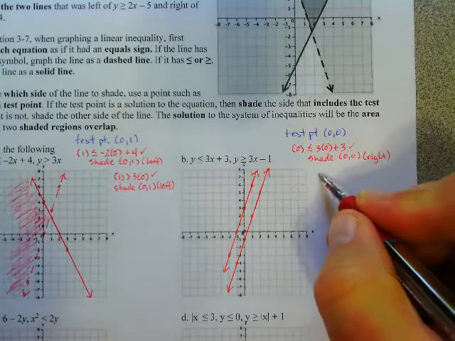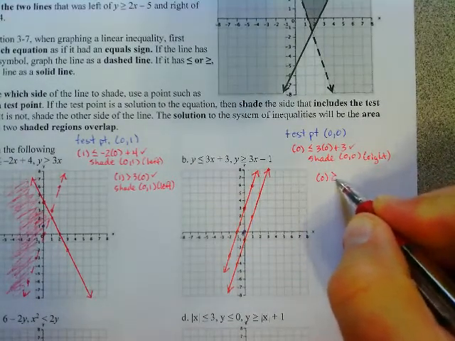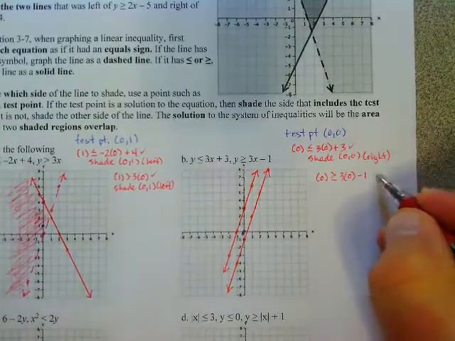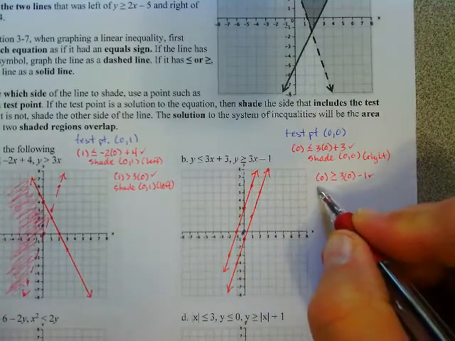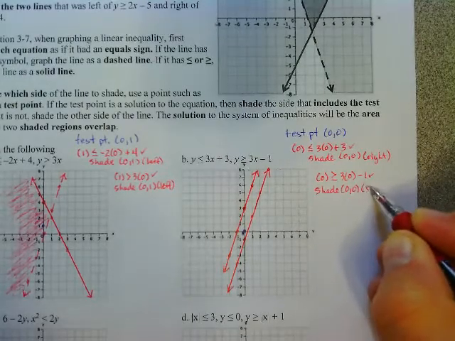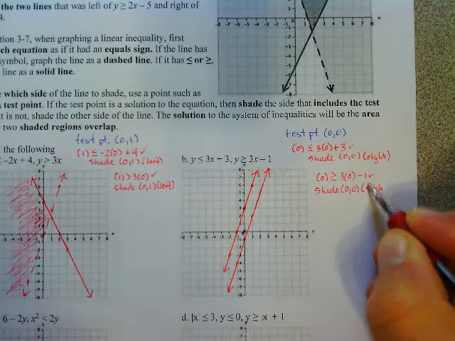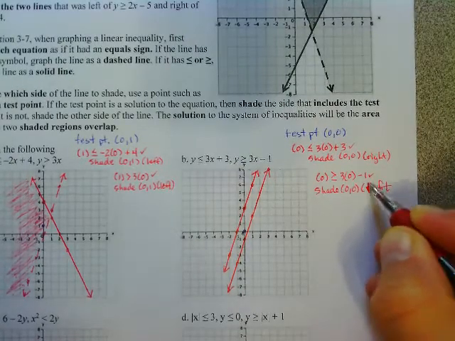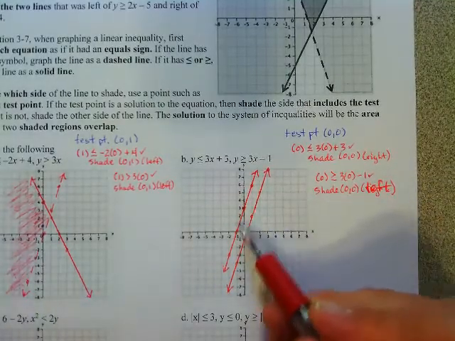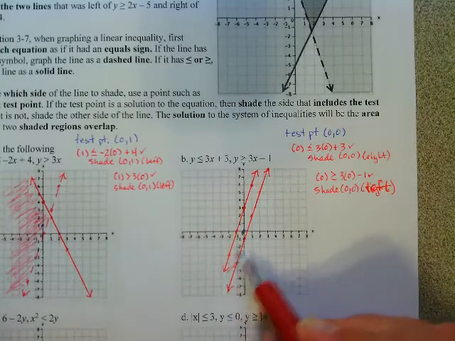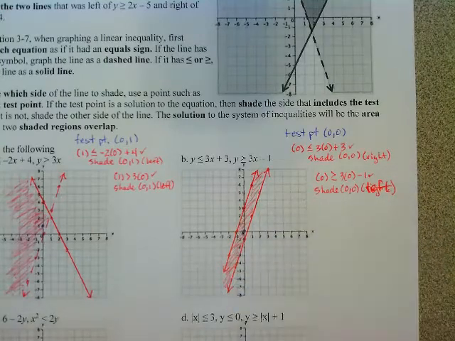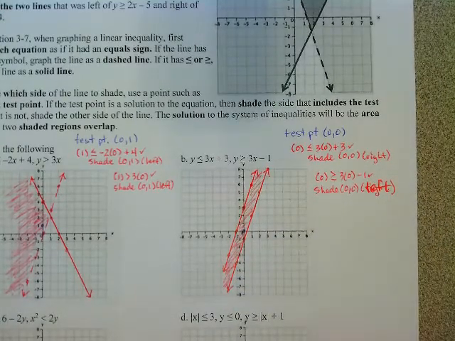And then in the second equation, we have 0 greater than or equal to 3 times 0 subtract 1. Well, 0 is greater than -1, and so we are still going to shade the 0, 0 point, but in this case, we are to the right, or excuse me, to the left of the second line. So the right of the first line, but the left of the second line means we're going to shade in here. And so there's our solution for that case.